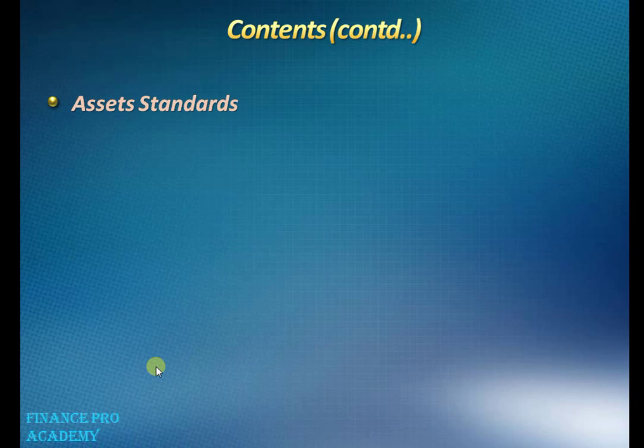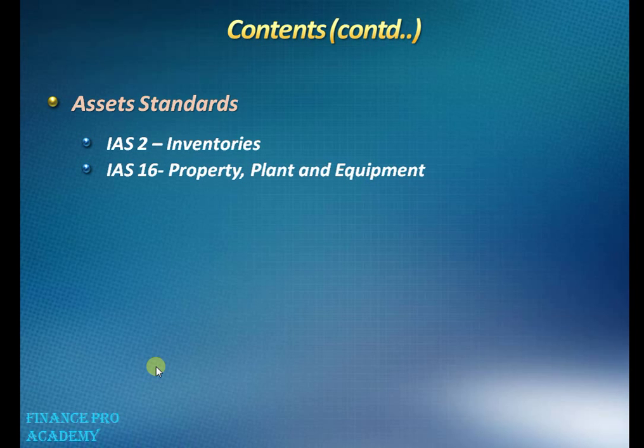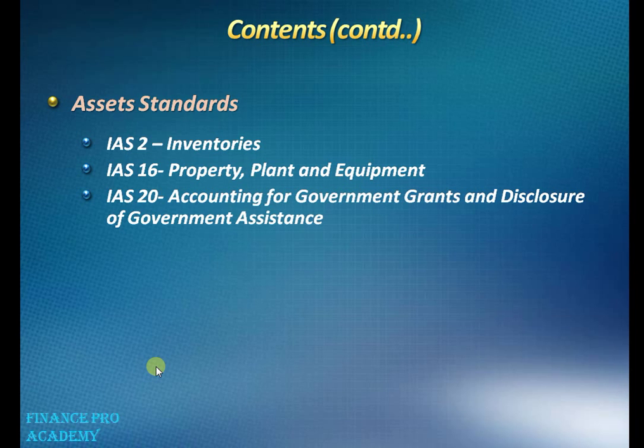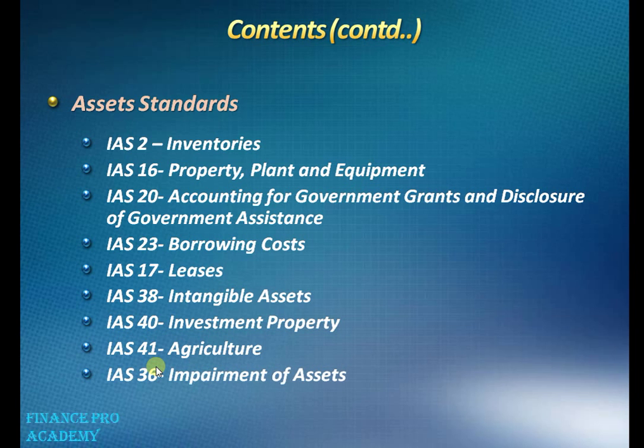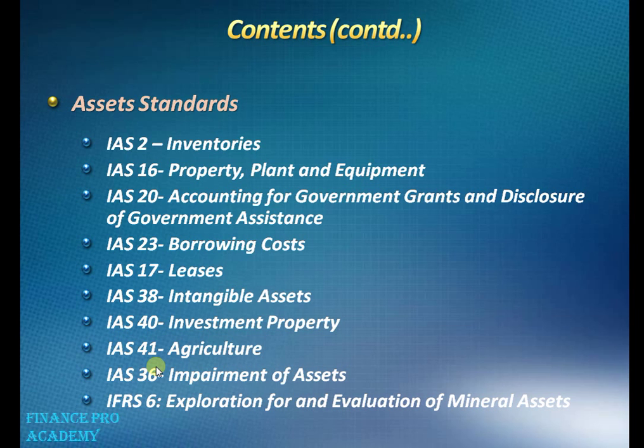The next is the asset standards, which mostly consist of asset accounts, and those will be recognized on the debit side of the balance sheet. It consists of IAS 2 inventories, IAS 16 property, plant and equipment, IAS 20 accounting for government grants and disclosure of government assistance, IAS 23 borrowing costs, IAS 17 leases, IAS 38 intangible assets, IAS 40 investment property, IAS 41 agriculture, IAS 36 impairment of assets, and IFRS 6 exploration for and evaluation of mineral assets.